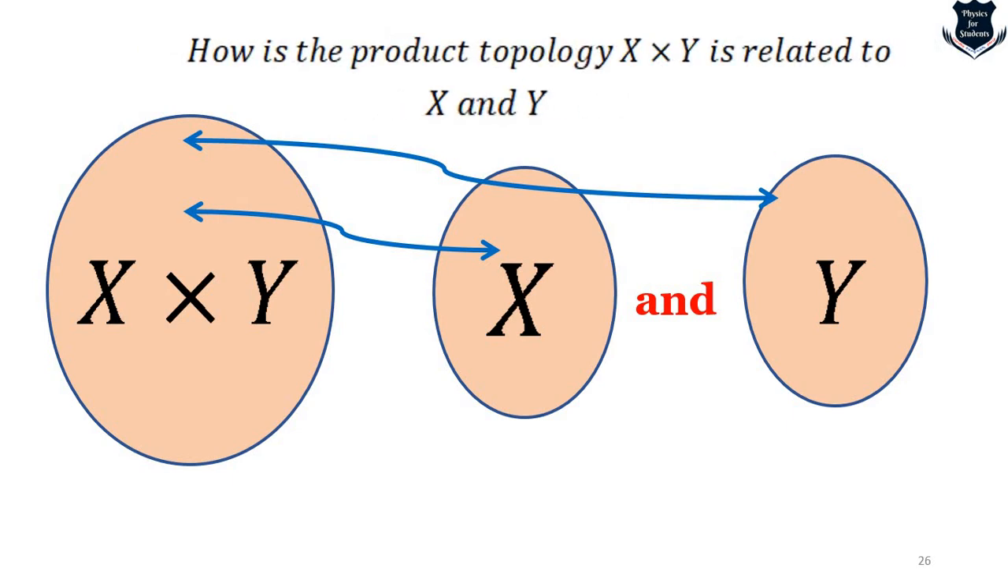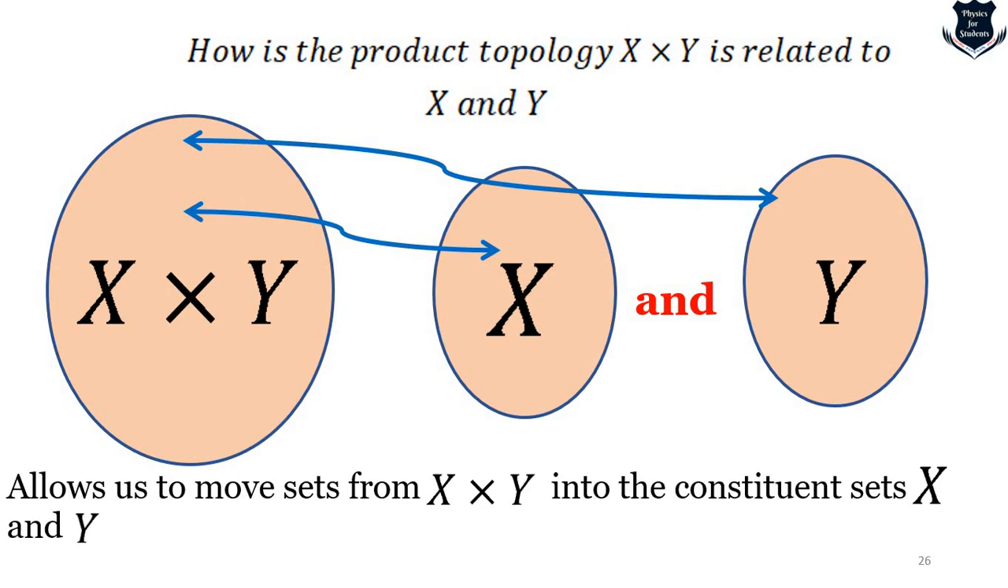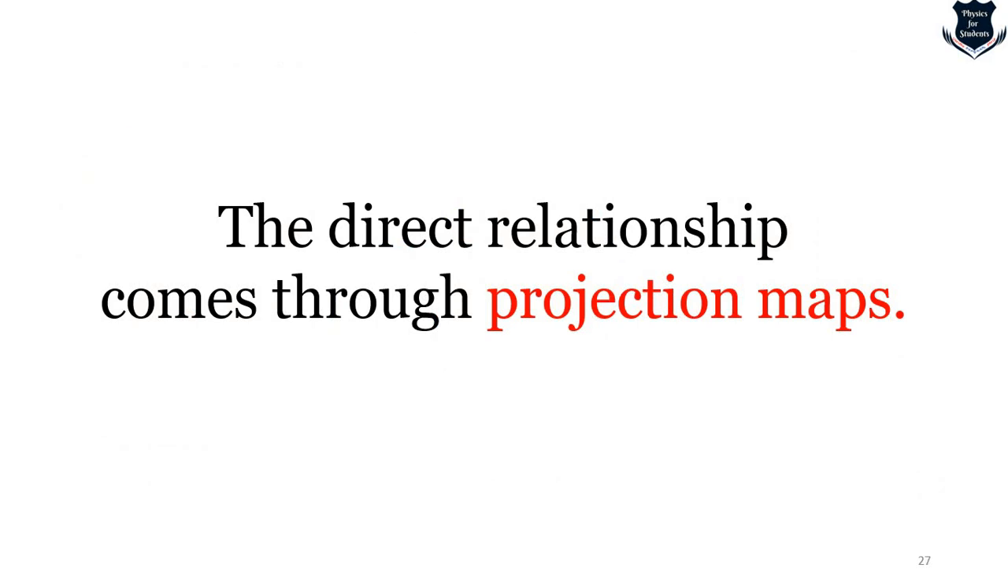Now, how is the product of X multiplied by Y is related to X and Y? Okay, so this actually gives us an option to move sets from X comma Y, X multiplied by Y into the constituent sets of X and Y. So we are introducing a concept where the sets are now being dealt as constituent sets. That means the X multiplied by Y, how it will relate to individual. That is why the AND part I have written it in red. So this is the big question. So the answer is the direct relationship comes through projection maps, and that will be the next part of the video where we are going to understand what is a projection map and how these topologies are related.